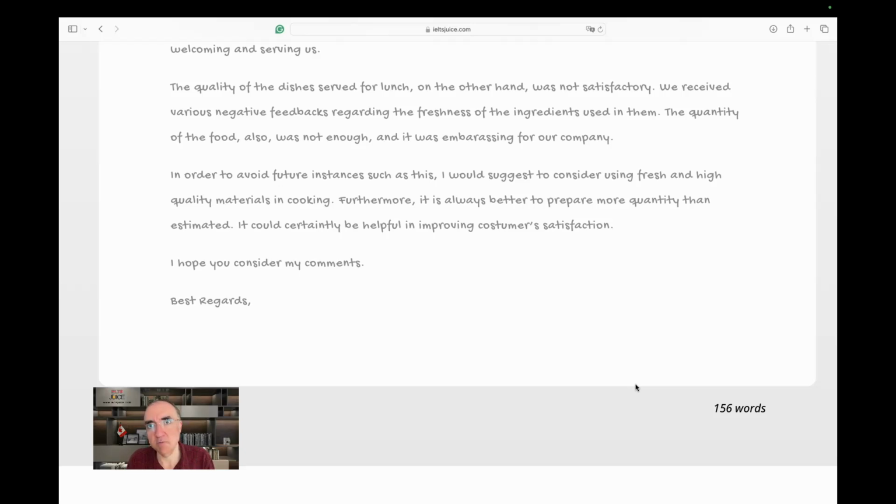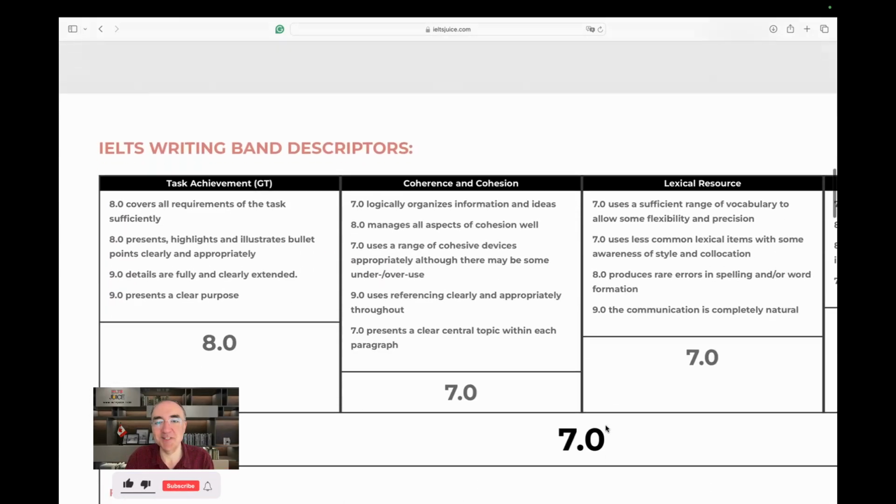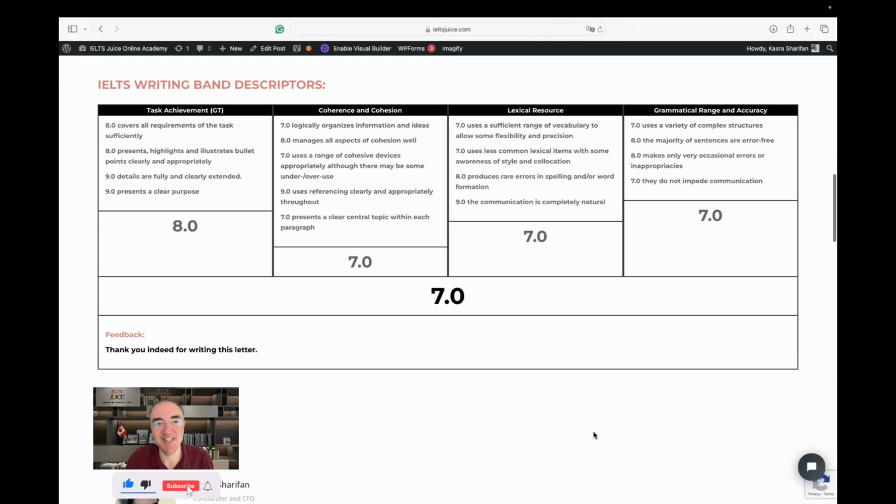You cannot just go there and talk to the chef and tell him or her that, hey, this is not correct. You need to do this. You know, chefs are, you just need to be careful around them. They tend to get very angry very soon. All right, we're not talking about chefs here. Let's look at the band descriptors.